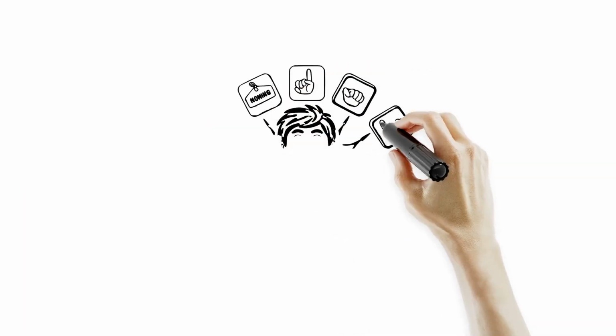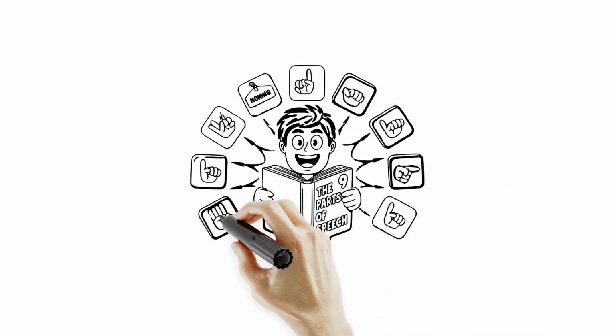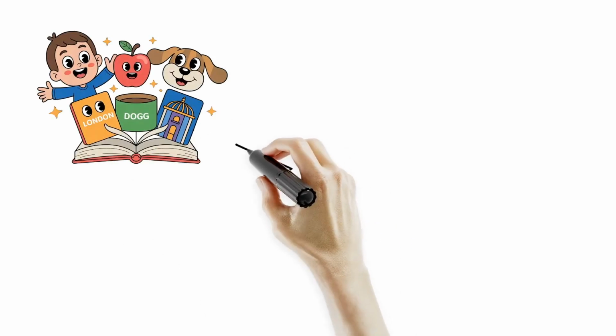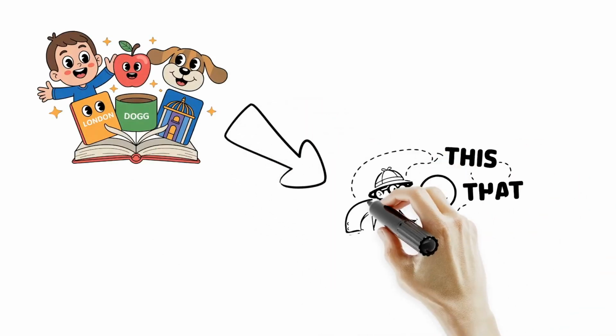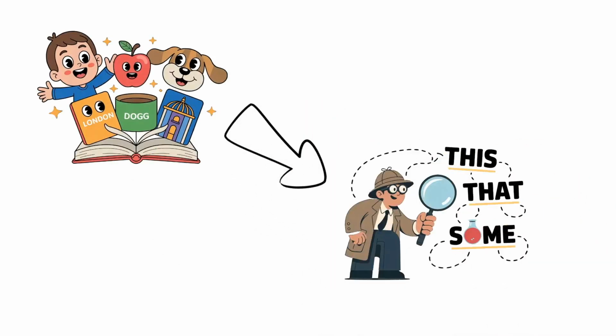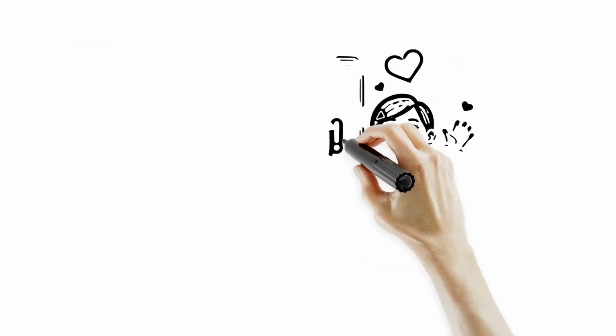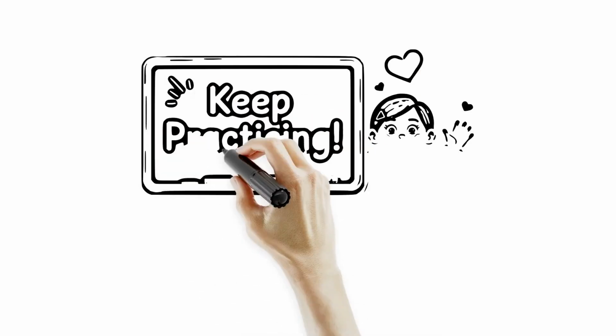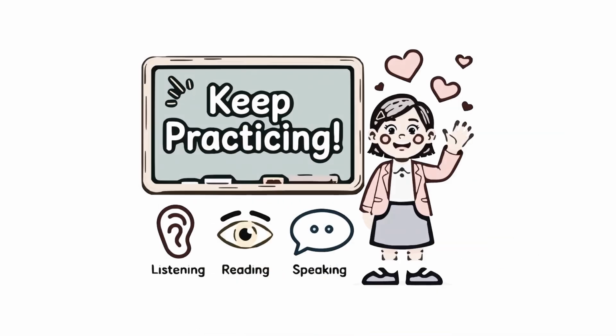And that's a wrap on the 9 parts of speech. From nouns that name things to determiners that help us be specific, every word has a role. Understanding these roles is a huge step toward mastering English because it helps you build better sentences and communicate more clearly.